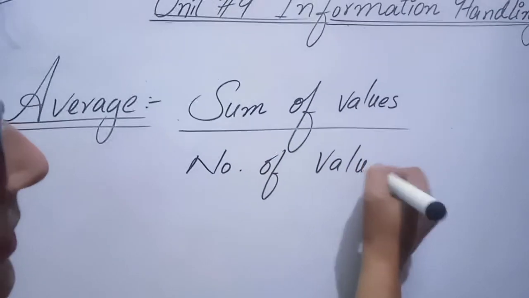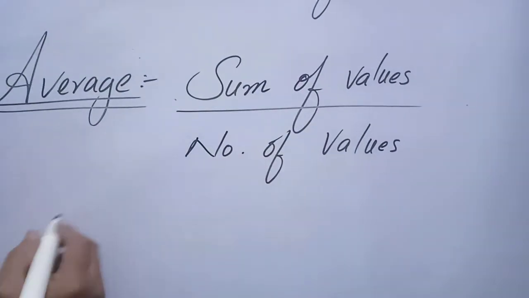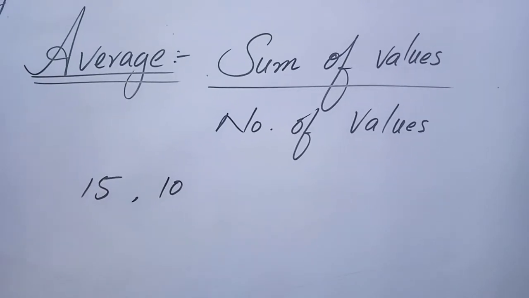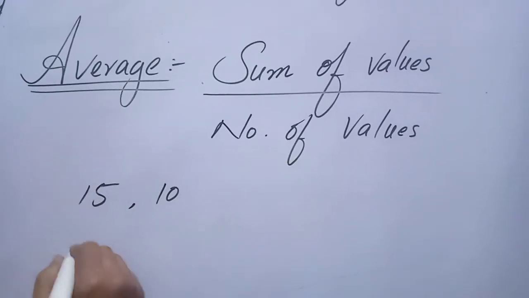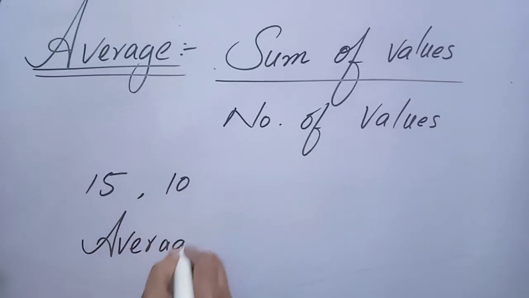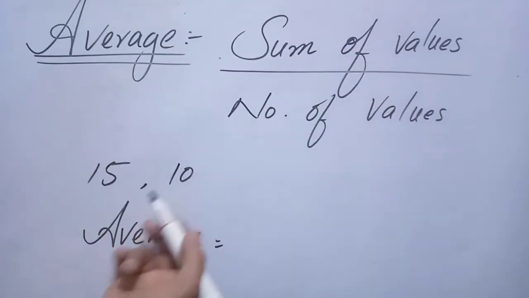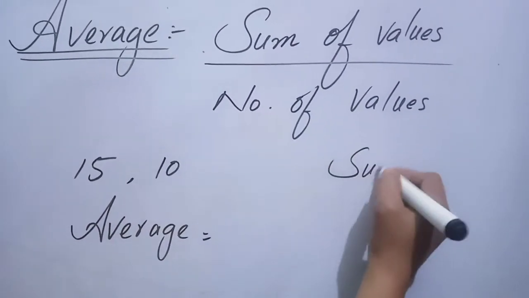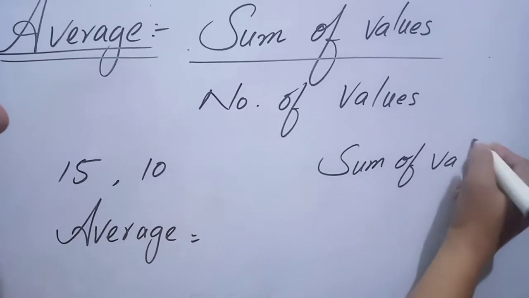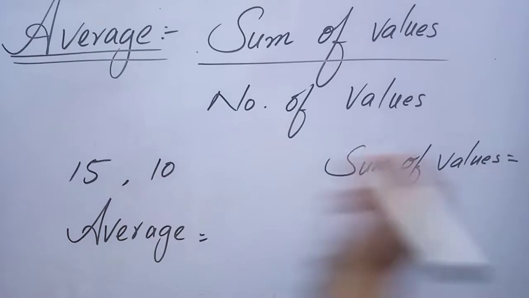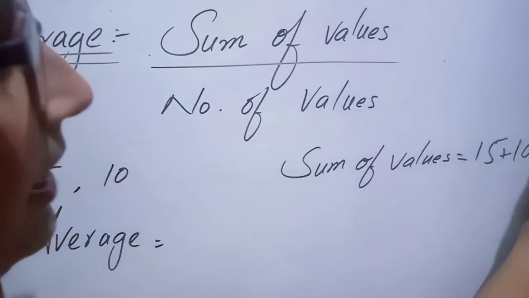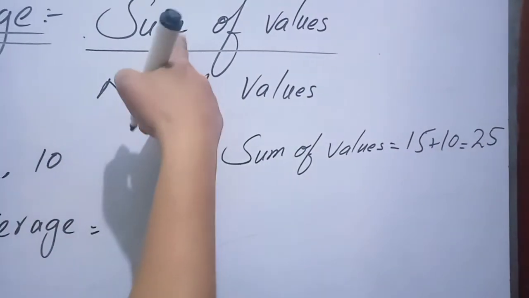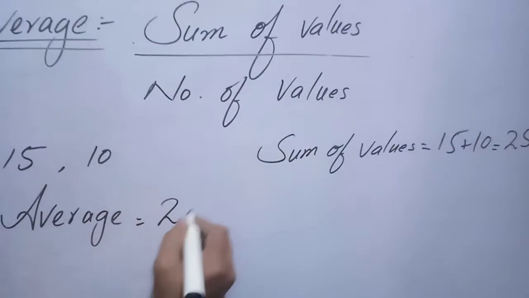For example, students, if I give you two numbers, 5 and 10, and I want to find the average, how do I find it? I will write the formula, and the first thing is the sum of values. How do I find the sum of values? Sum means plus. So we have to add these two numbers, and when we add them it gives 25. So in place of the sum of values, I will write 25 here.